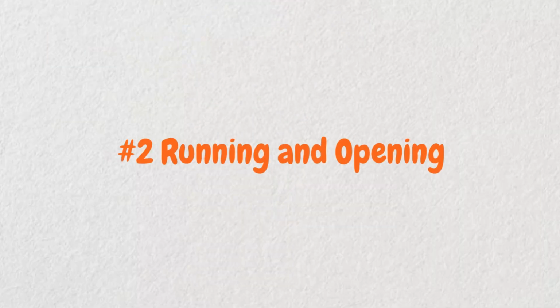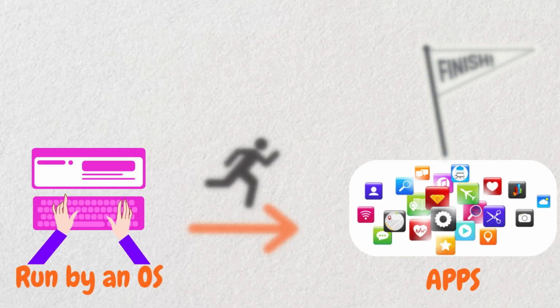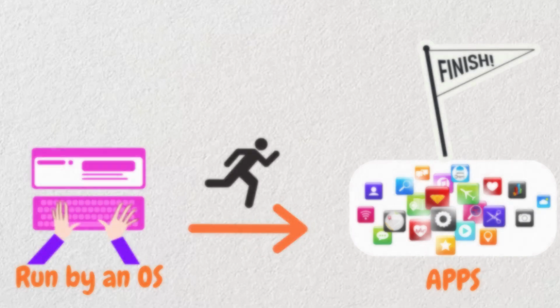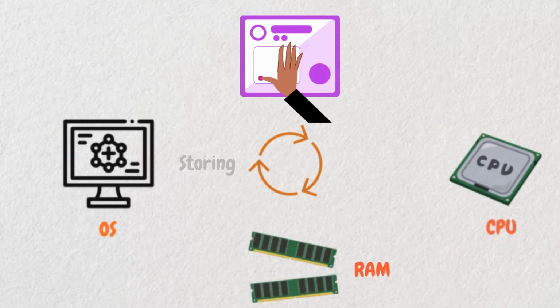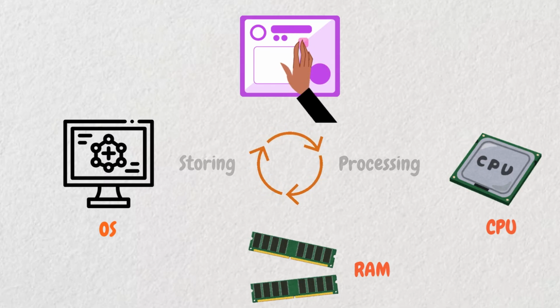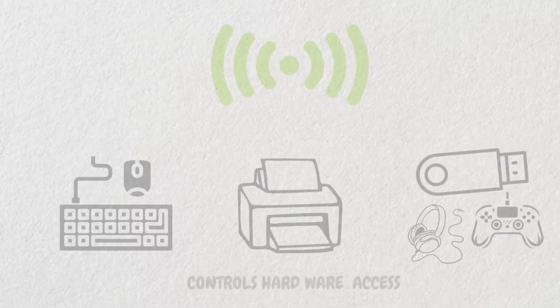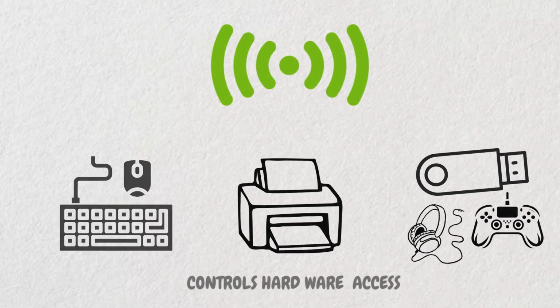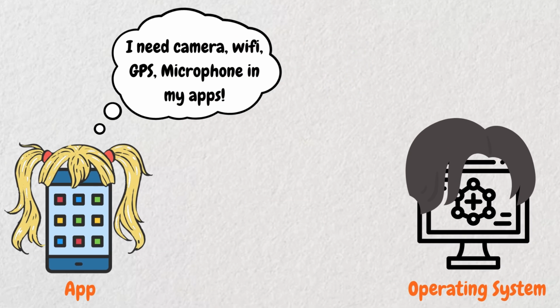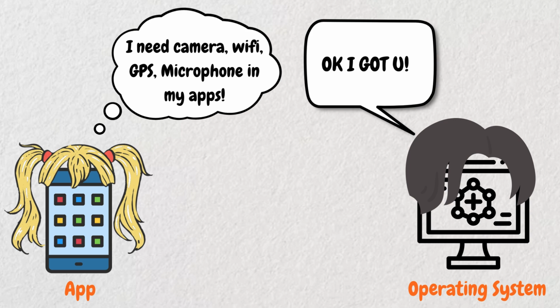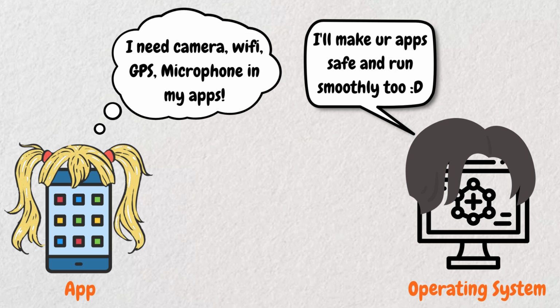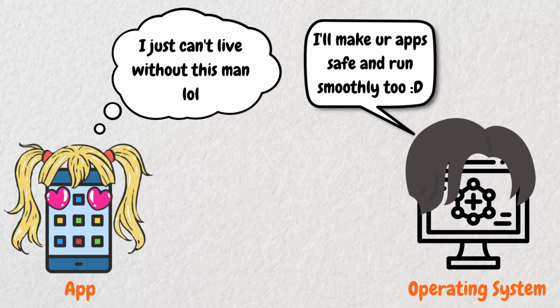Function 2. Running and opening apps. The OS is also responsible for running applications. Each time you tap an app, the OS loads it from storage into RAM and tells the CPU to start processing it. It also controls hardware access. If an app needs the camera, Wi-Fi, GPS, or microphone, the OS manages those requests safely. In other words, the OS makes sure apps launch properly, get enough resources, and don't interfere with each other. Without it, apps couldn't even open.